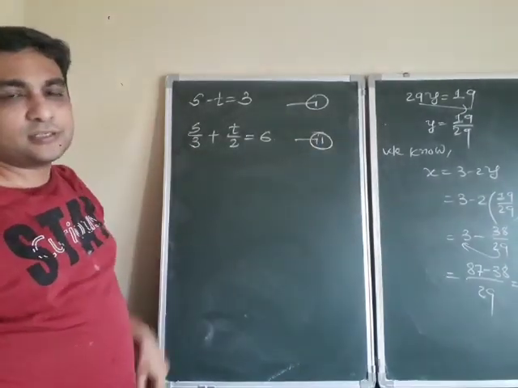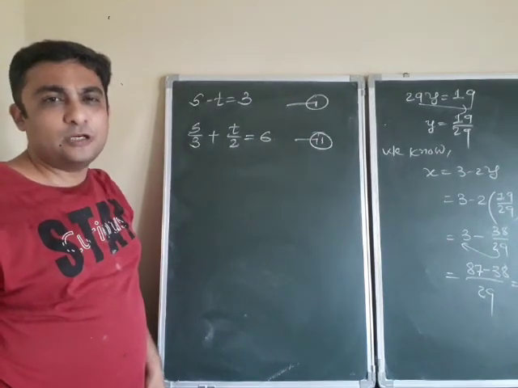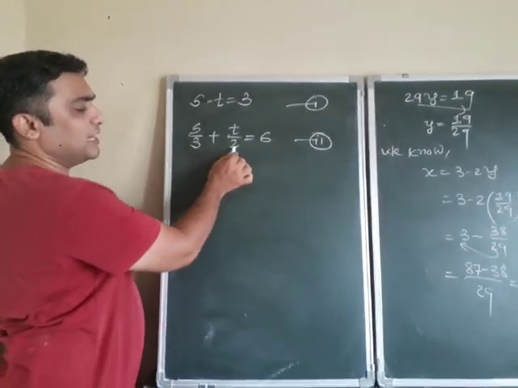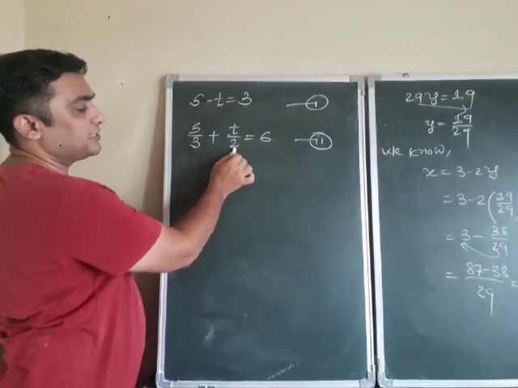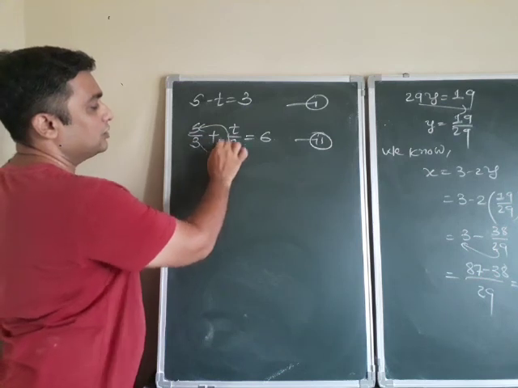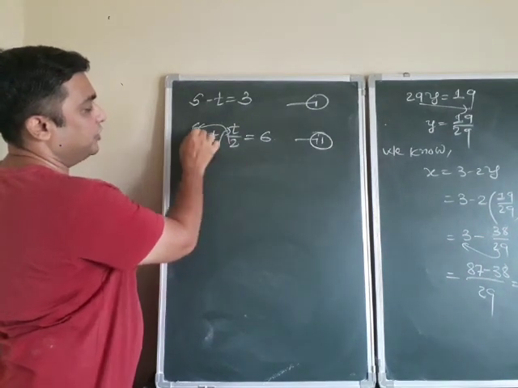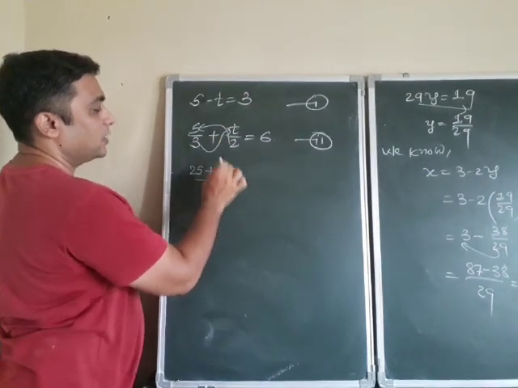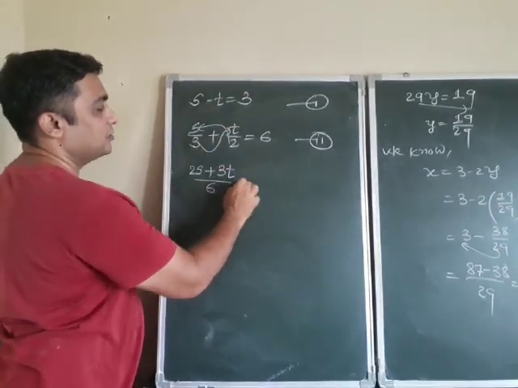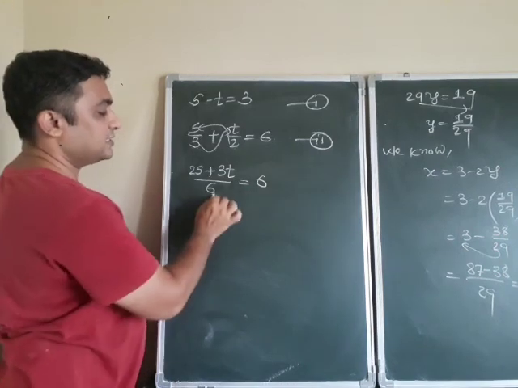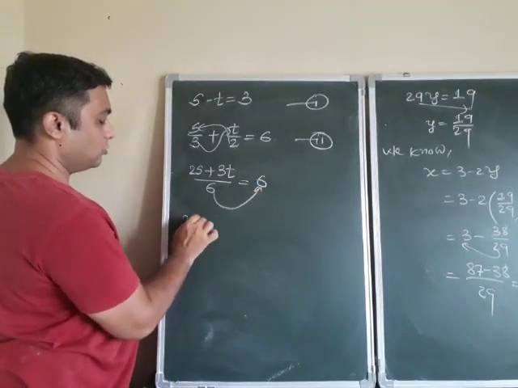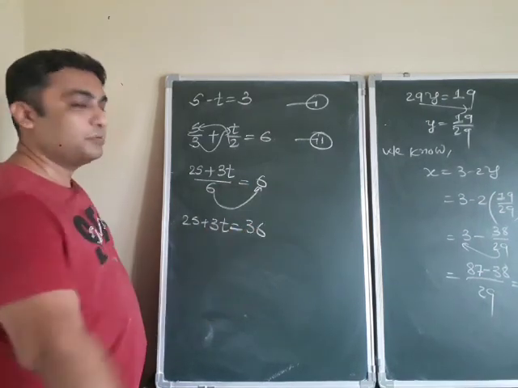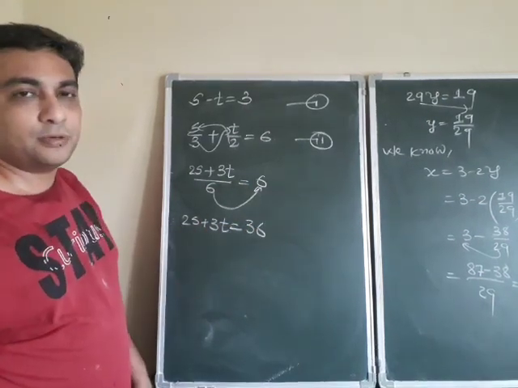See, in the second equation simplification is possible. It is not in lowest form. Better we do the simplification. So here I take the total LCM. Total LCM of 3 and 2 is 6. So this is multiplied by 2 and this is multiplied by 3. So 2 into s is 2s plus 3 into t is 3t, and the total LCM 6 is equal to 6. Now this 6 I multiply here. So 2s plus 3t is equal to 6 into 6, that is 36. Fine. This should be the lowest simplification.